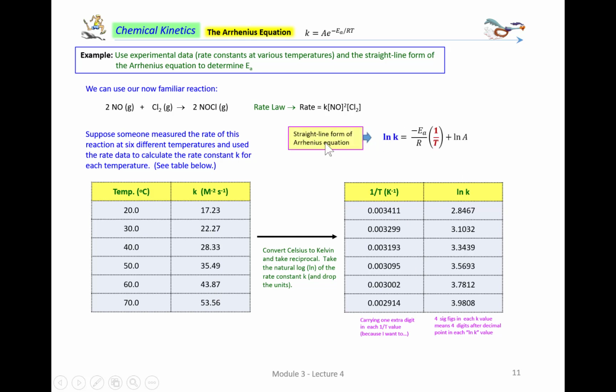So the straight line form of the Arrhenius equation, remember, is ln of K equals minus EA over R times 1 over T plus ln of A. And our x-axis will be 1 over T, and our y-axis will be ln of K. So let's see what the graph looks like.